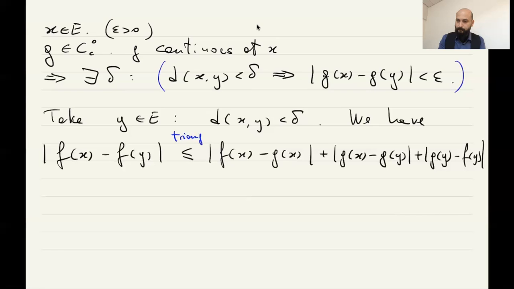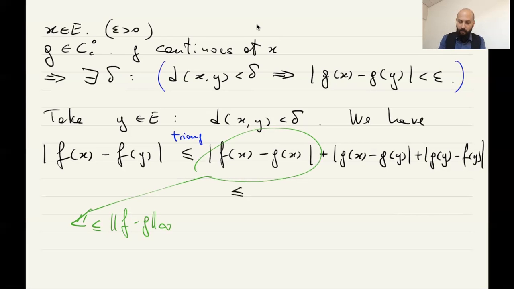Okay, so what we have is that this number here is less than the sup norm, and this sup norm is less than epsilon by the way we picked g. So this is 3 epsilon. Epsilon was arbitrary. We proved continuity.